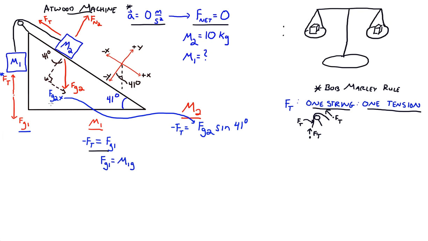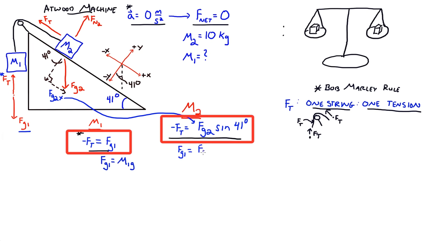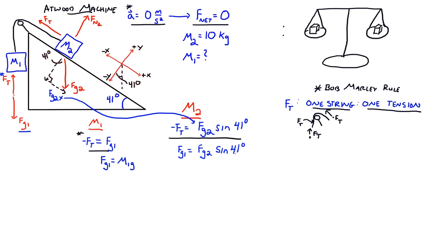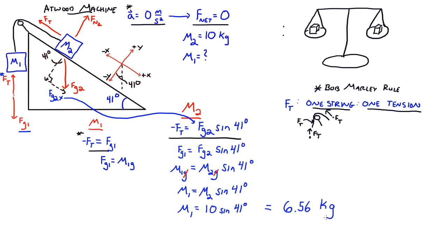Recalling our earlier work, we can now conclude that Fg1, which is equivalent to negative Ft, is also equivalent to Fg2 sine 41 degrees. Substituting for gravitational forces, we have m1g equals m2g sine 41. The g's cancel on both sides. m1 equals m2 sine 41 degrees. And substituting in the mass of block 2 leaves us with m1 equal to 10 kilograms times sine 41 degrees, giving us block 1's mass, 6.56 kilograms.